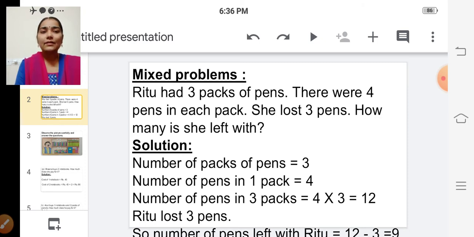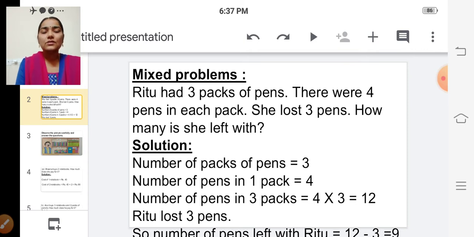And then she lost 3 pens, isn't it? So, we have to subtract these 3 pens from the total number of pens. Then we will be getting the answer.